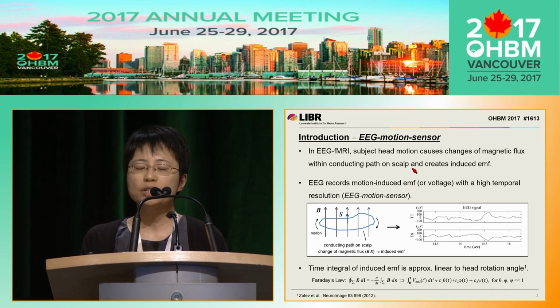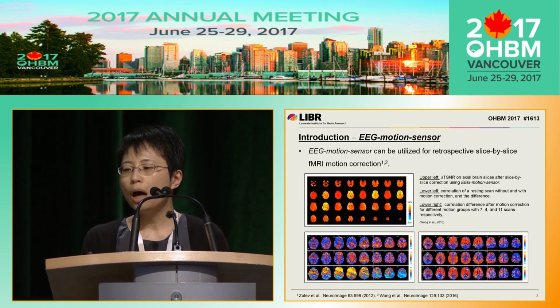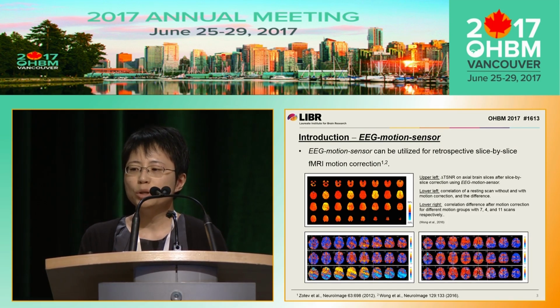As the subject's head motion inside the scanner is small, the time integral of the induced EMF is approximately linear to the head rotation angle. The head rotation angles, and hence the EEG motion sensor, can be utilized for retrospective slice-by-slice motion correction in fMRI.